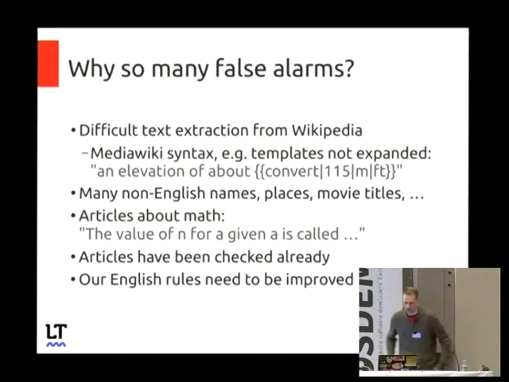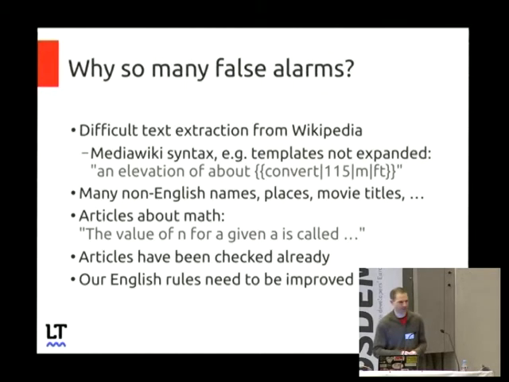And the reason, there are several reasons for that. First, it's surprisingly difficult to extract text from the English Wikipedia. They use this MediaWiki syntax. And one problem we have with that is currently we cannot expand the templates. So you have a text like "an elevation of about 115 meters." That's what you see when you read the Wikipedia. But in the Wiki syntax, it has this template syntax. And we currently cannot expand this. So we only get "an elevation of about" and then a space. So that will, of course, in several instances, confuse a grammar checker.